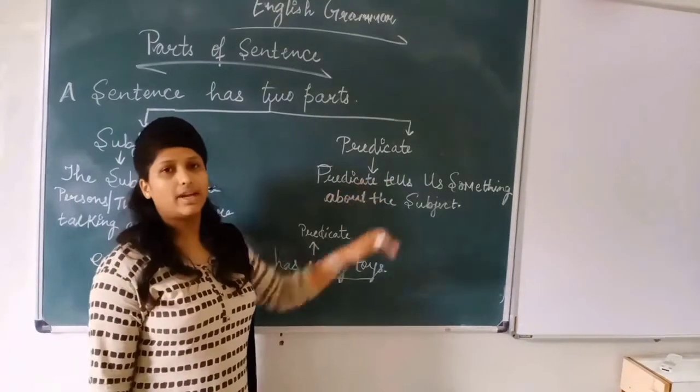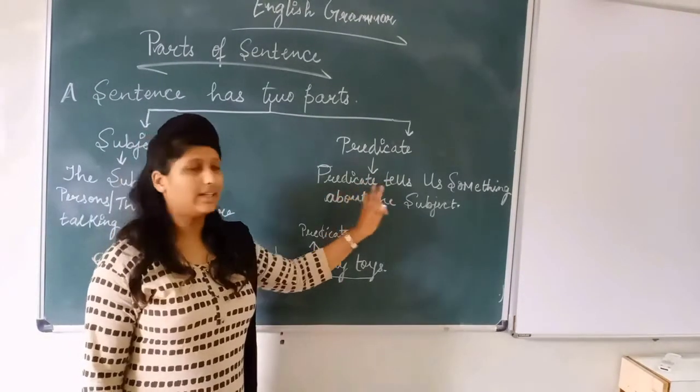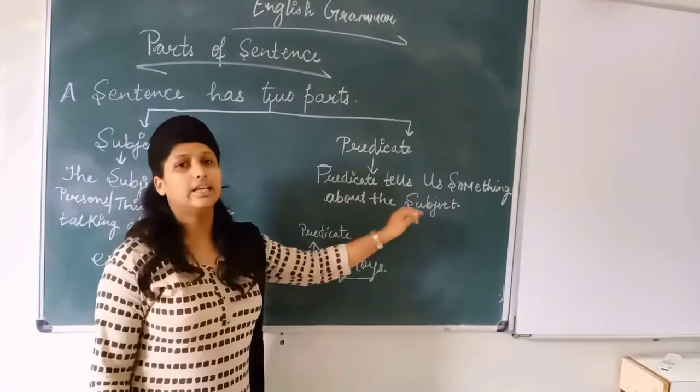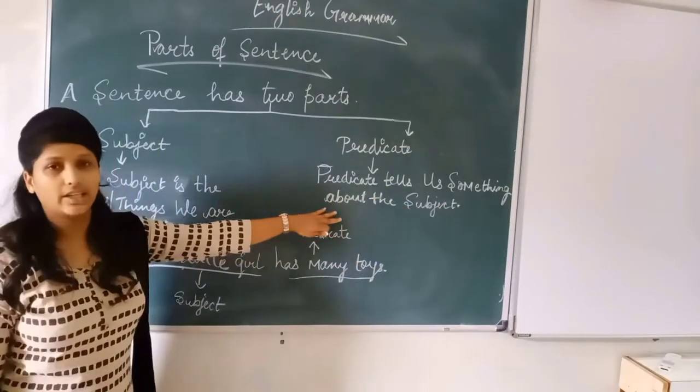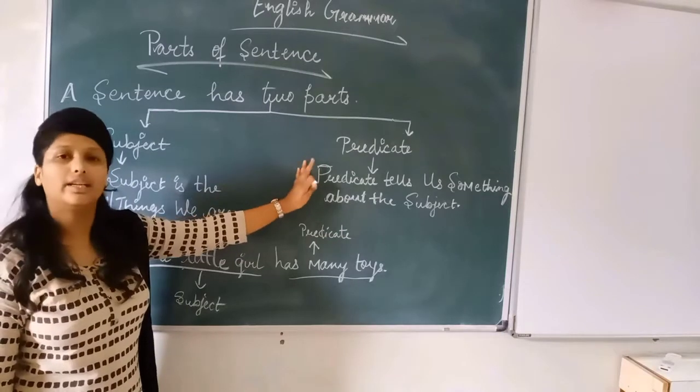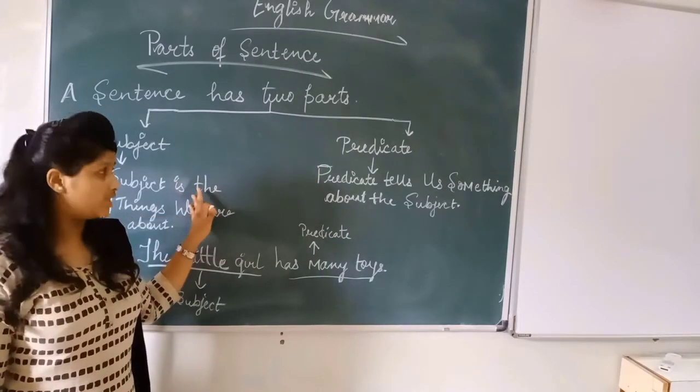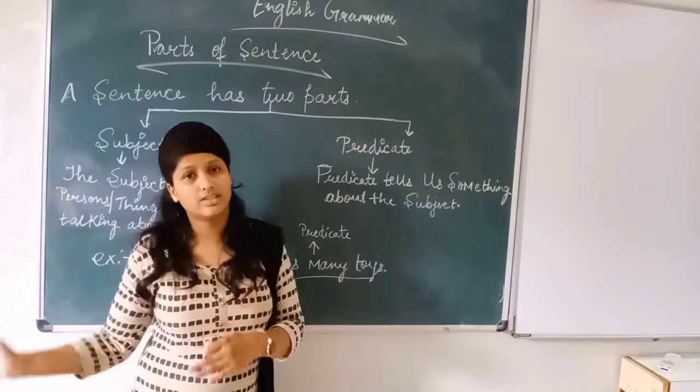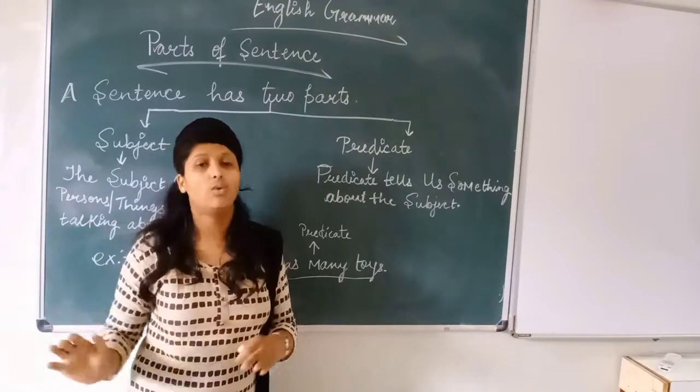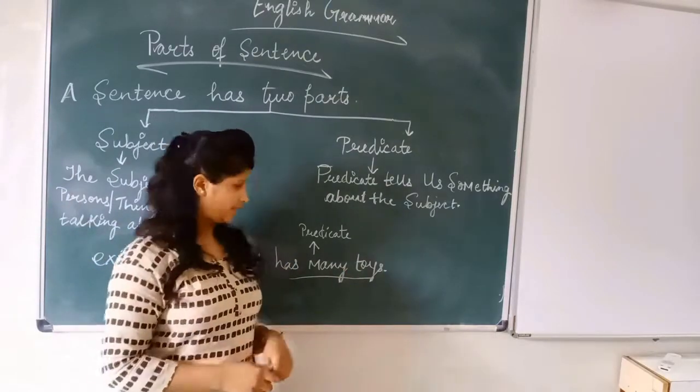Now the second part is predicate. Predicate tells us something about the subject. So what does predicate do? Predicate gives us the detailed information of the subject. It tells us what the subject is about or what the subject is doing.